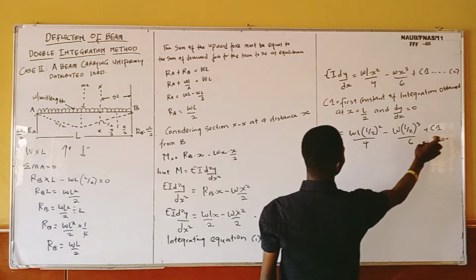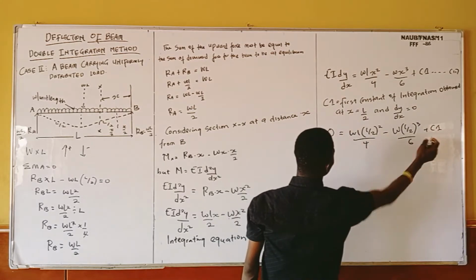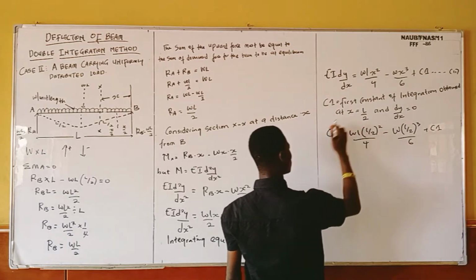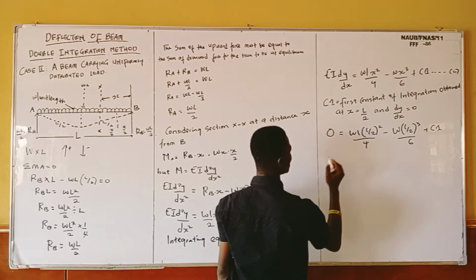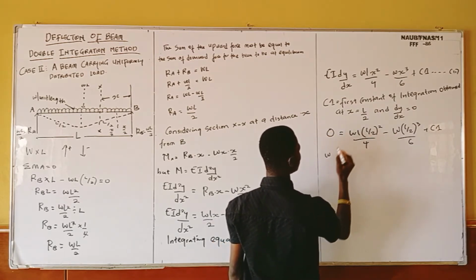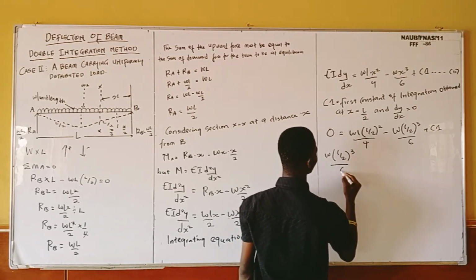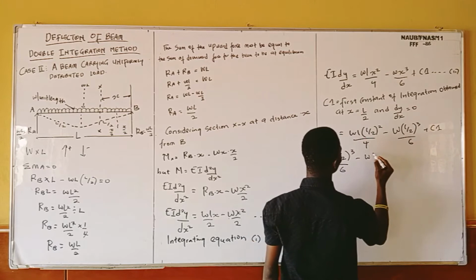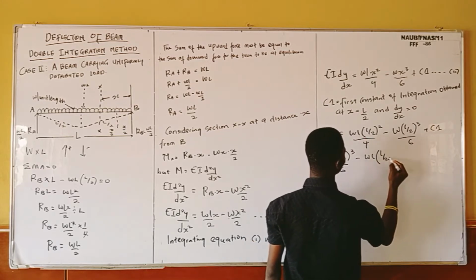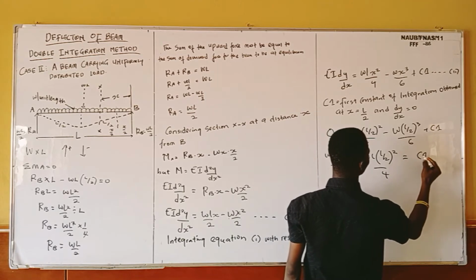Now in this case, if C1 stays on this side and this one goes to the other side, this one is going to come to the other side as negative, and this one is going to be positive. Then we are going to have W into bracket L over 2 cubed over 6 minus WL, L over 2 squared over 4, equals to what?